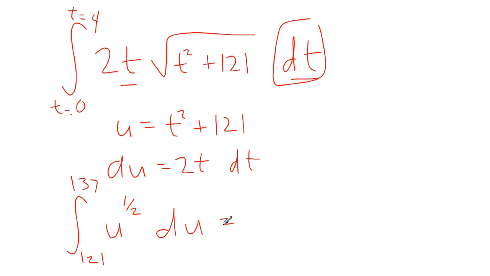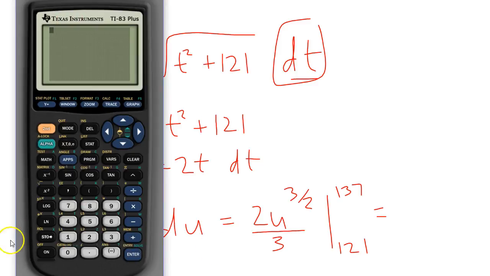Alright, and then the integral of u to the 1/2 would be u to the 3 halves over 3 halves, or 2/3 if we flip it. And then we're plugging in 137 and 121. So 2/3 times, this goes in 137 to the 3 halves, this goes in 121 to the 3 halves power. So there's our integral, 181.7 roughly.